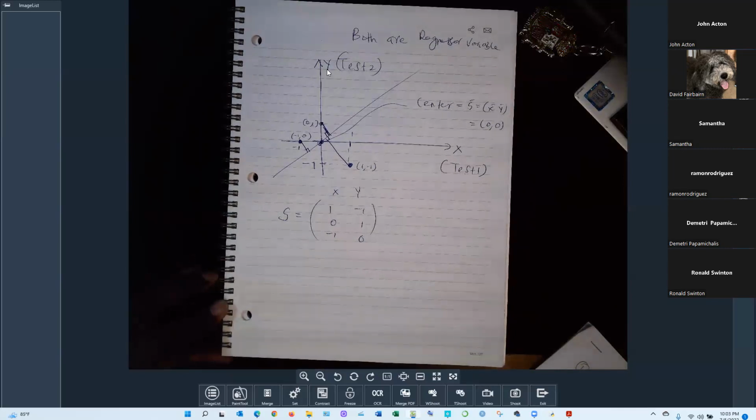This is x, this is y. This is the data vector. Can you remember the data matrix? 1, -1, 0, 1, -1, 0. So they were located over here. Their center is 0, 0. You saw that center.